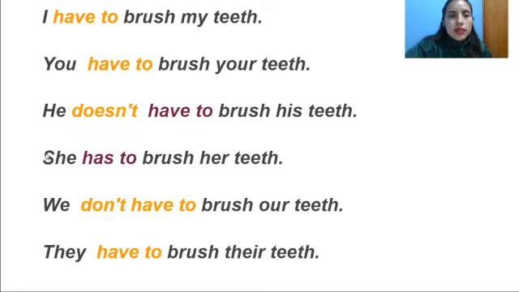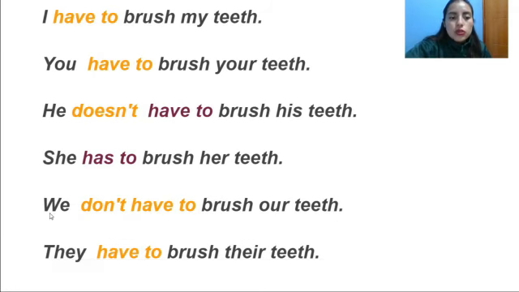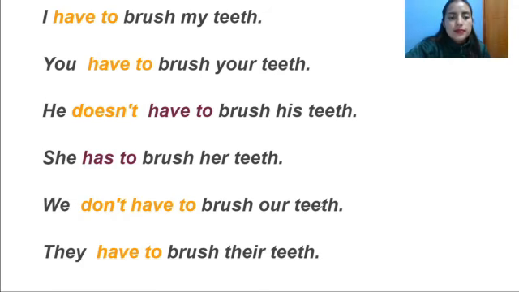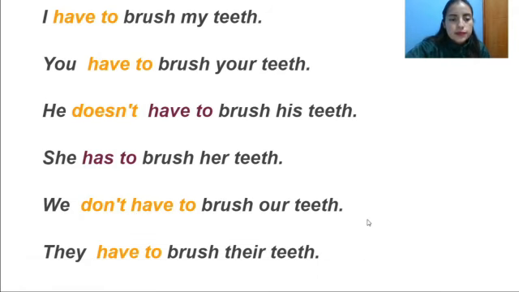With she, with the third person, you use has to. Next, we don't have to brush our teeth. Nosotros no tenemos que cepillar nuestros dientes. In negative, you have to use with we don't. And the same verb. Don't have to brush our teeth.